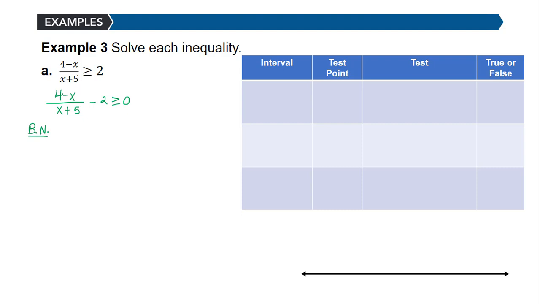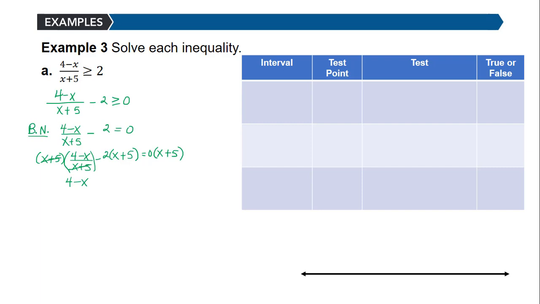And the boundary numbers come from solving where we replace the inequality sign with an equal sign, so we get the expression 4 minus x divided by x plus 5, minus 2 is equal to 0. And we can solve that rational equation by multiplying each side by the least common denominator of x plus 5. And so when we do that, we would get x plus 5 times the expression 4 minus x, all divided by x plus 5, minus 2 times x plus 5 is equal to 0 times x plus 5. Simplifying, we just get 4 minus x.